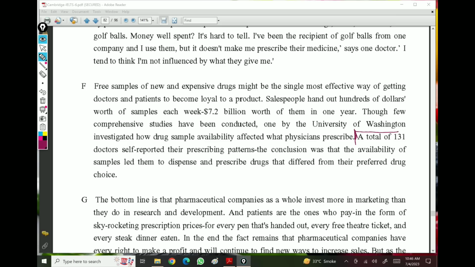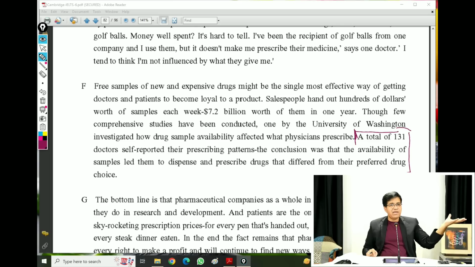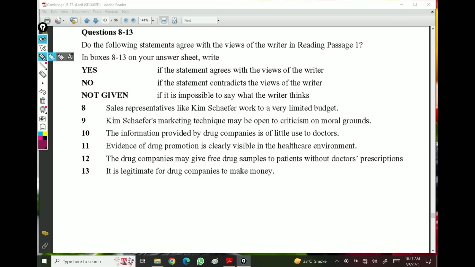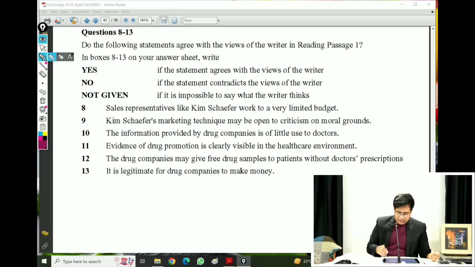The conclusion was that the availability of samples led them to dispense and prescribe drugs that differed from their preferred drug choice. Now, is there any information that drug companies give medicine to the patients without doctors? There is no information on that, hence the answer is not given. Very good. So question number 12, answer is not given.